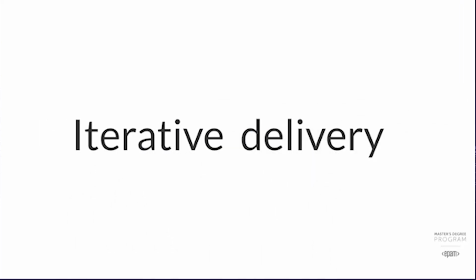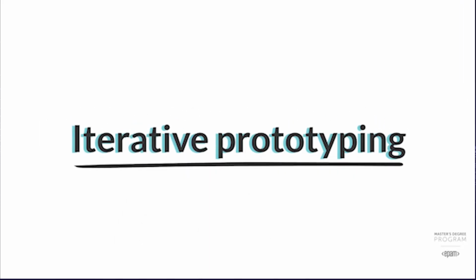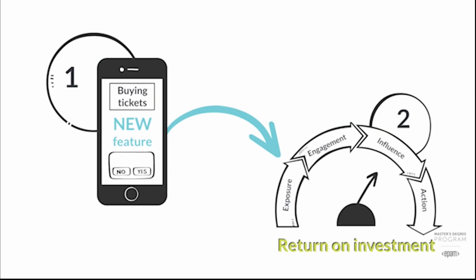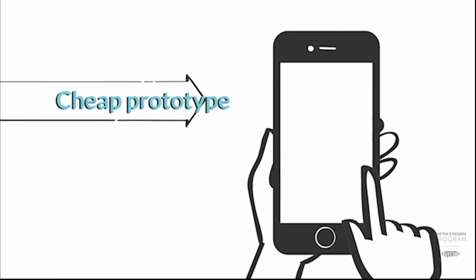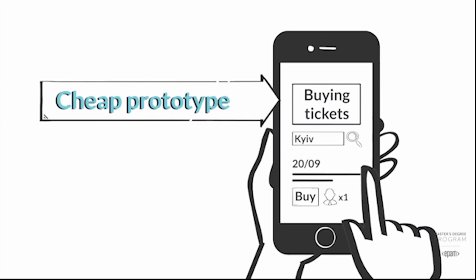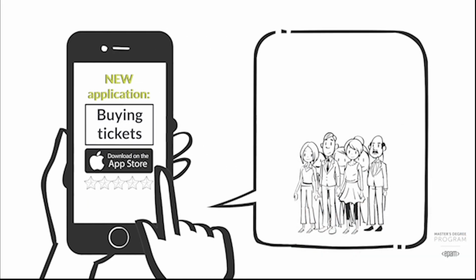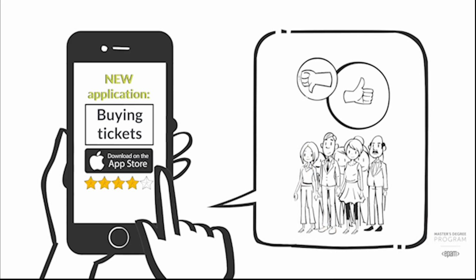Iterative delivery evolves into iterative prototyping. The implementation of a new feature should be preceded by defining its return on investment and impact. For example, you can produce a cheap prototype, roll it out to the market, and measure its value via A over B testing, surveying users, or getting feedback from a focus group.